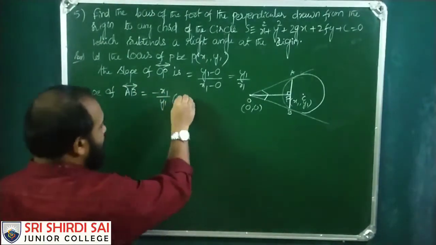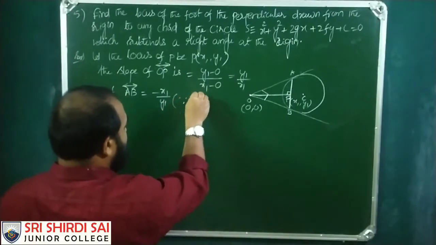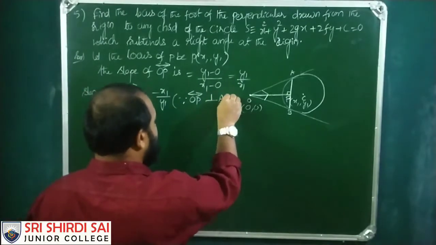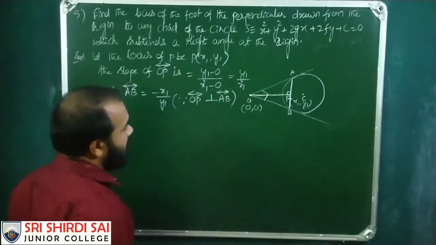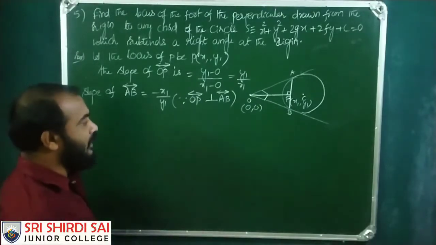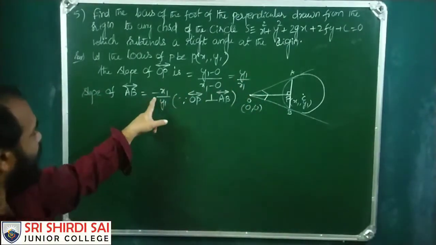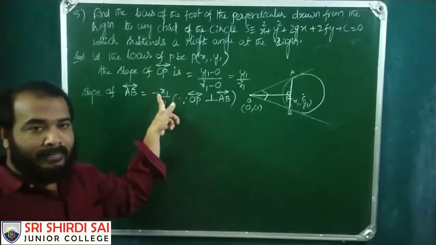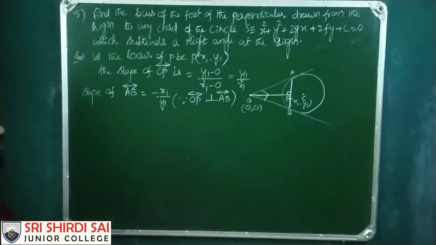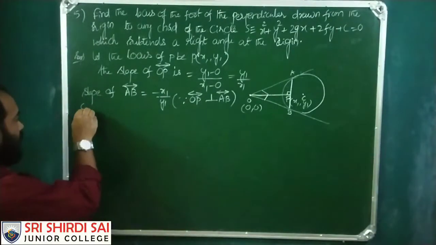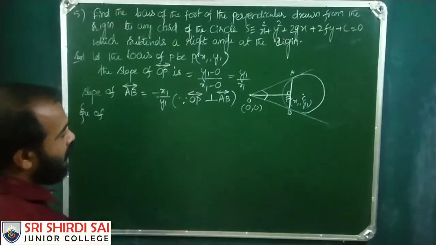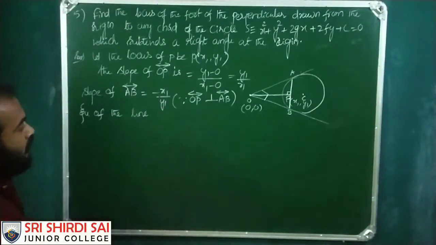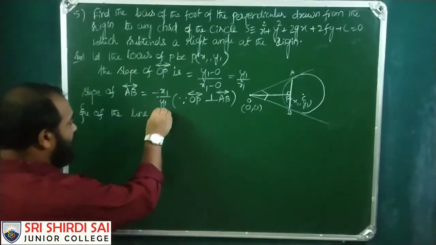How can you say? Since OP is perpendicular to AB, the product of their slopes is minus 1. So y1 by x1 into minus x1 by y1, the y1 and x1 get cancelled. We are left with minus 1. Okay. Therefore, the equation of the line AB.